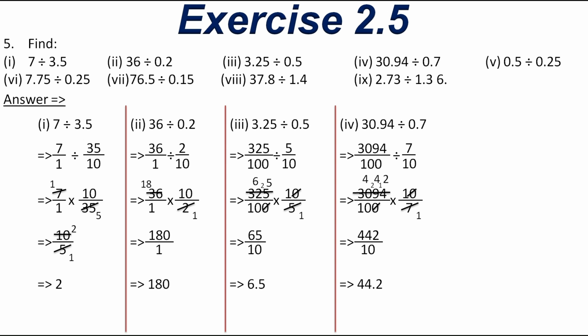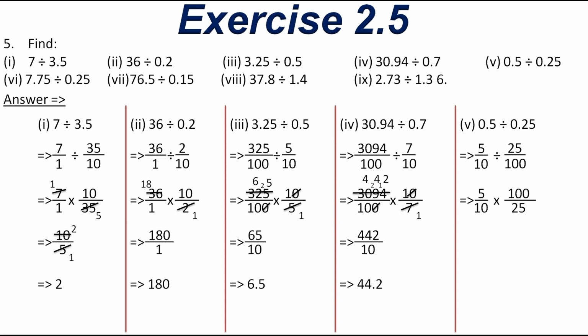Okay, next we have 0.5 divided by 0.25. So 0.5 can be written as 5 upon 10 and 0.25 can be written as 25 upon 100. Now let's change the sign and we will write the reciprocal of the second number. So 5 upon 10 multiplied by 100 upon 25. Now 5 ones are 5, 5 fives are 25 and 00 will get out. So 10 ones are 10 and 5 ones are 5. Now again we can cut it. 5 ones are 5, 5 twos are 10. So we got the answer as 2.